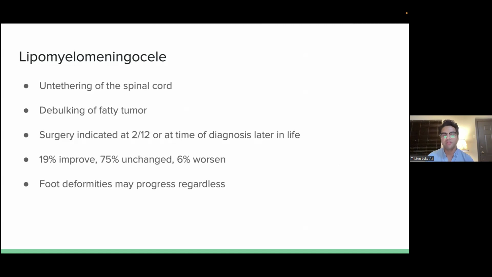So what are the principles of management of these patients? First, of course, is untethering of the spinal cord and debulking of the fatty tumor. Surgery is usually indicated on an average of 2 months of life, or at the time of diagnosis later in life. These statistics show that 19% may improve, 75% unchanged, and 6% may worsen. And the foot deformities, as previously mentioned, may progress regardless.